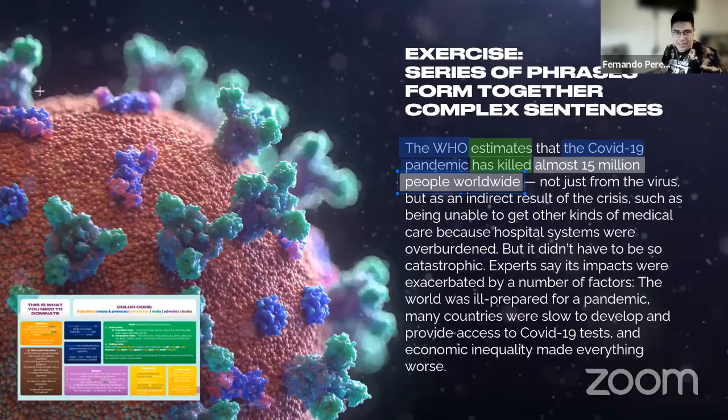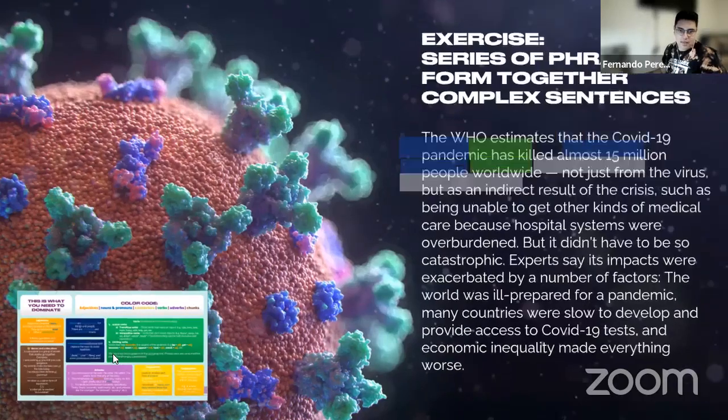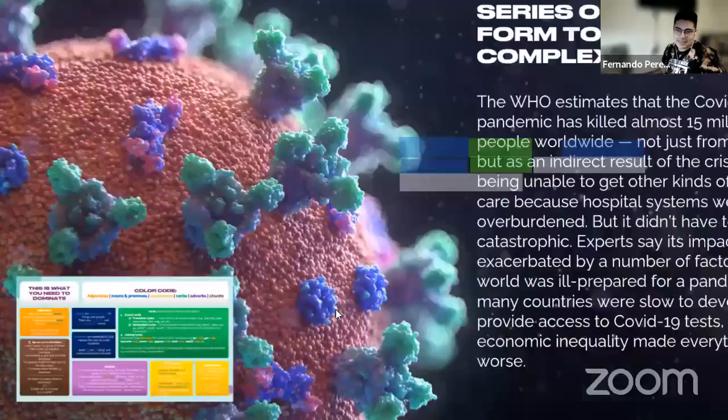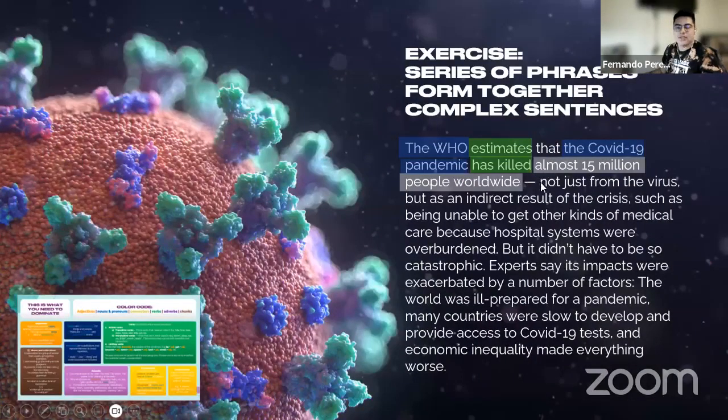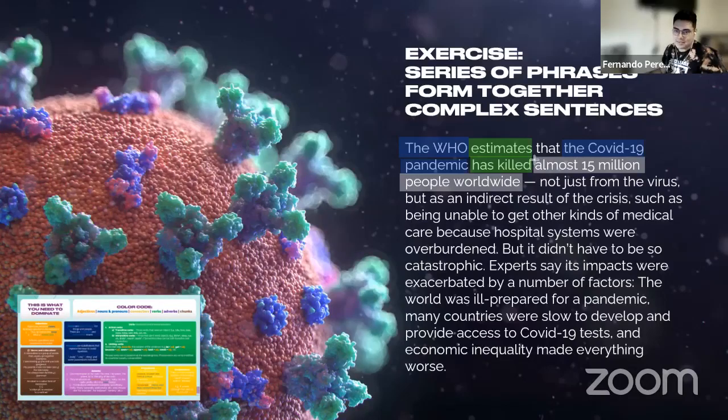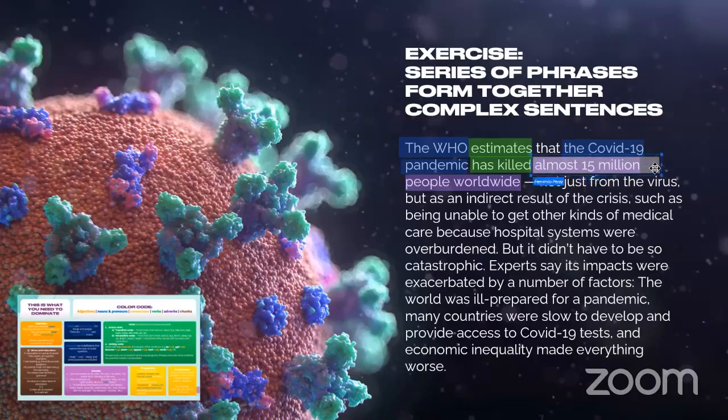I'm going to help you through the why. An adverb will always answer a question: the how, the when, the where, the why, or any variation of the how. In this case, what will be the question that the adverb answers? How many? How much? Many, because it's countable. So this is an adverb phrase because it responds to how many people have been killed. Make sense? Yes, it's clear. Fantastic.